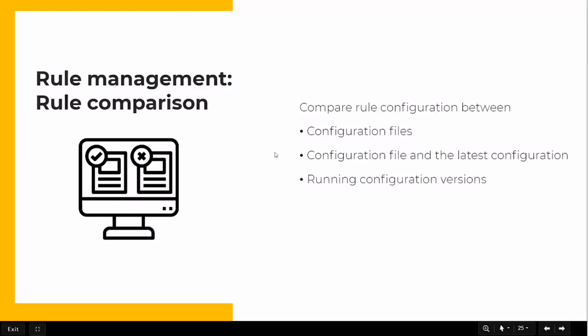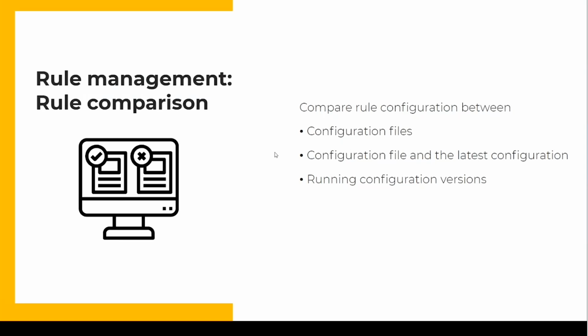Now let us look into a new feature of Firewall Analyzer, the rule comparison, with which Jim can easily pinpoint changes made to the rule configuration between any two configuration files and the latest configuration or running configuration versions. With this, Jim can clearly identify all the changes made to the firewall rules across various configuration versions.